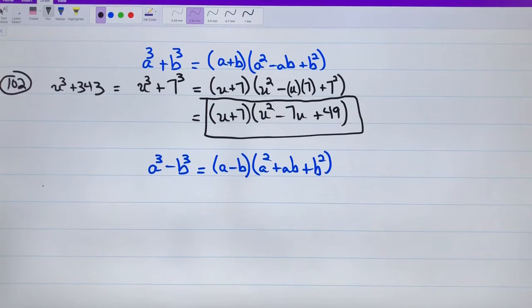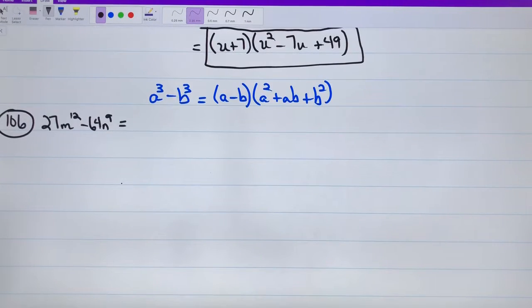And for number 106, in this setup we have 27m to the 12th minus 64n to the 9th. So here we have perfect cubes. For 27m to the 12th, that's going to be the perfect cube of 3m to the 4th.